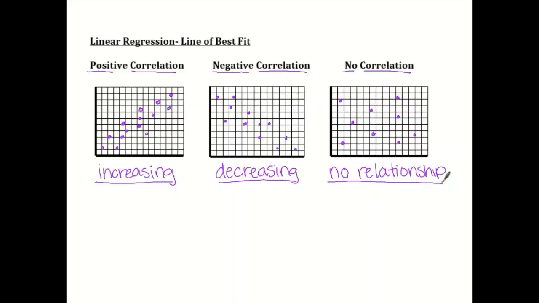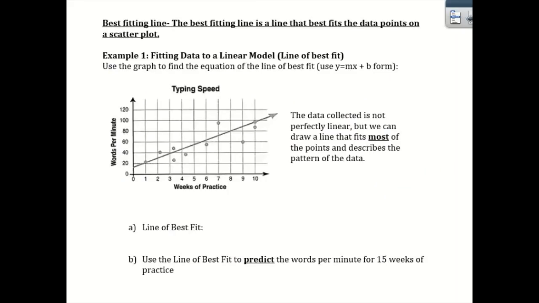Because when we look at scatter plots, we're looking at two variables. We're comparing two different things and trying to see if there is a relationship. So our best fitting line is a line that best fits the data points on a scatter plot. It's a word we should have seen before. A scatter plot is just this. It's all the points. They are scattered out. They are not exactly in a perfect line. So we're going to use the graph to find the equation of the line of best fit.